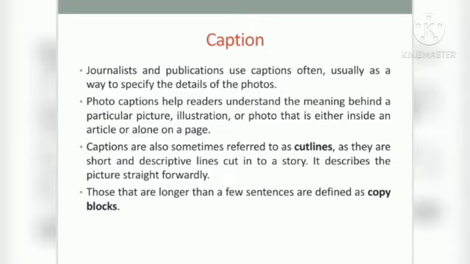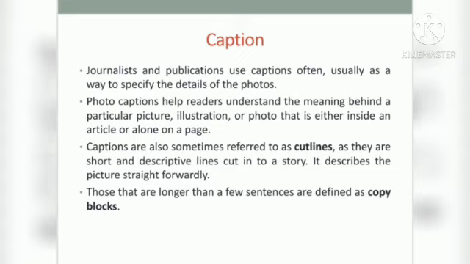So the newspaper reports or the articles may have photos or illustrations. So the journalists and publications use the captions to specify the details of the photos. The details regarding the photos are given as captions. Photo captions help readers understand the meaning behind a particular picture, illustration, or photo that is either inside an article or alone on a page.